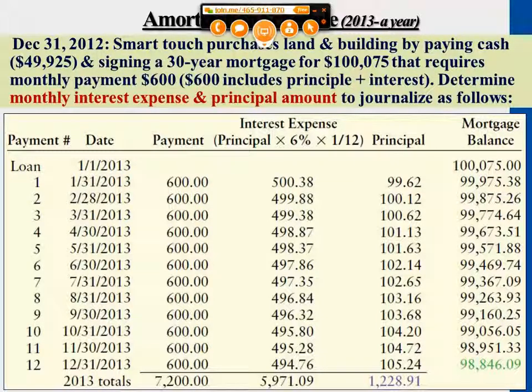December 31st, 2012, Smart Touch Company purchases land and building by paying cash and signing a 30-year mortgage for $100,075. Just up to this point, can you tell me how to journalize this entry? Purchase entry. If we're purchasing items, assets, so what do we debit here? We'll be debiting building, remember chapter 9, and land.